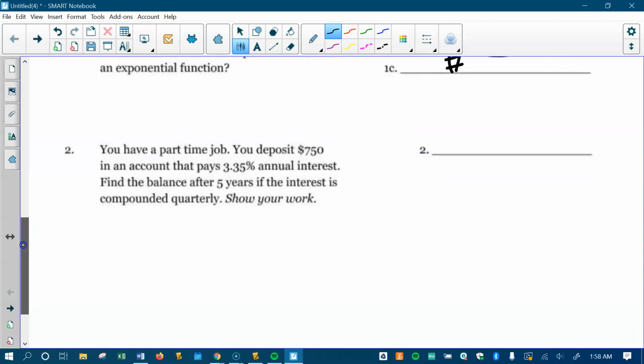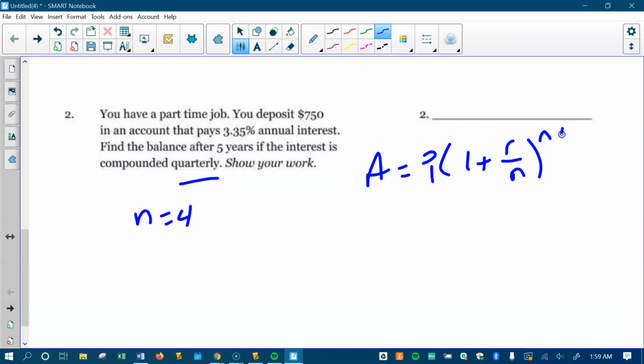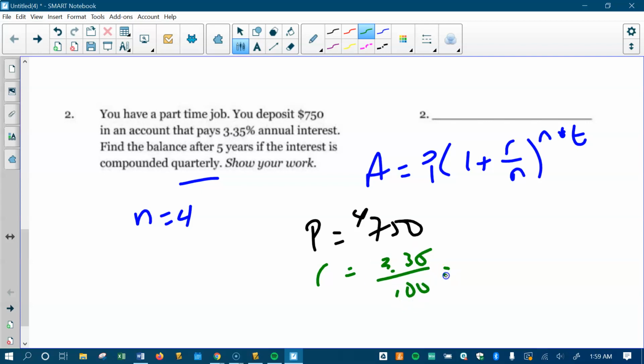Okay, number 2. You have a part-time job and you deposit $750 in an account that pays interest, and we have n equals 4. The equation you're going to be using is A equals P times (1 plus r over n) to the n times t. Your P is your principal, and P in our case is $750. Your r is always a decimal, and the way you can get 3.35% as a decimal is 3.35 divided by 100. If you do that, you get 0.0335, and that's your r.